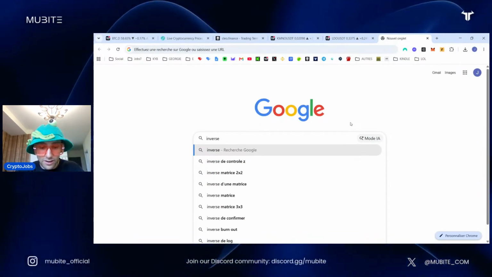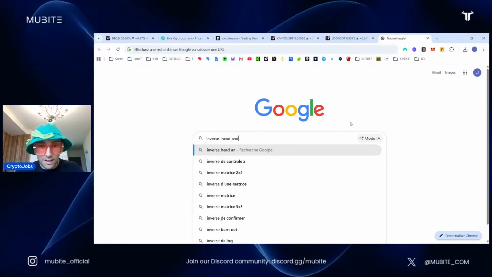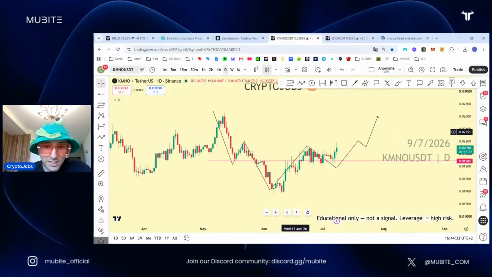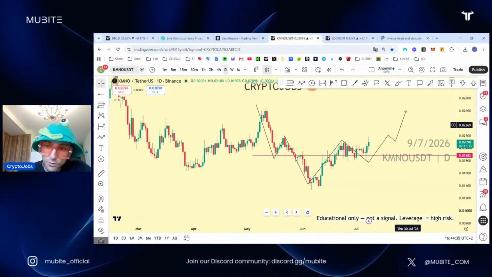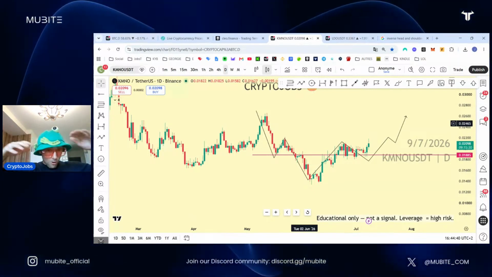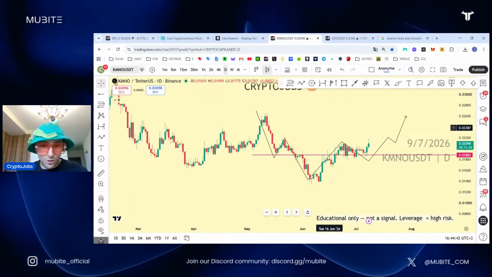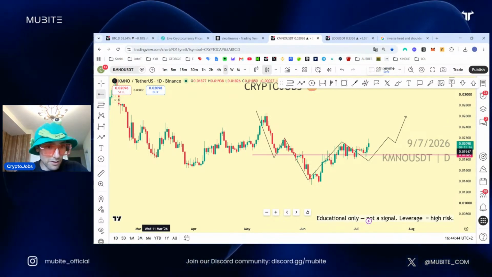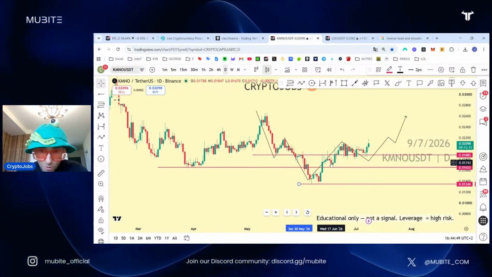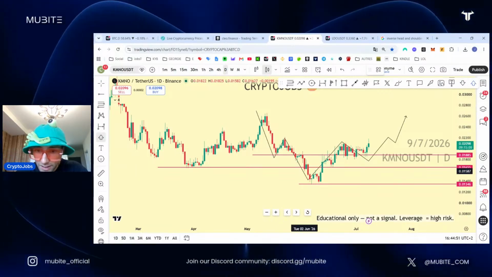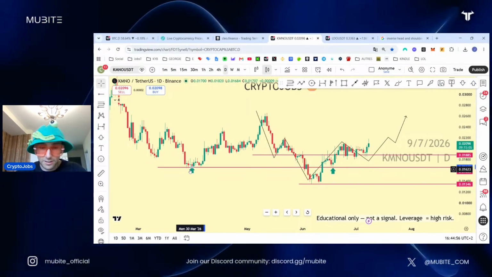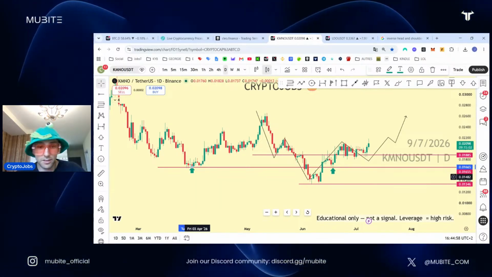Inverse head and shoulders. So first, before using any indicators, before filling the chart, before overloading your chart, take the time, observe the pattern, observe the levels. You see that we have a lower low here, but now we are above this level, and you see the price reaction exactly. The chart gives you everything. The indicators should just confirm your instinct, okay?